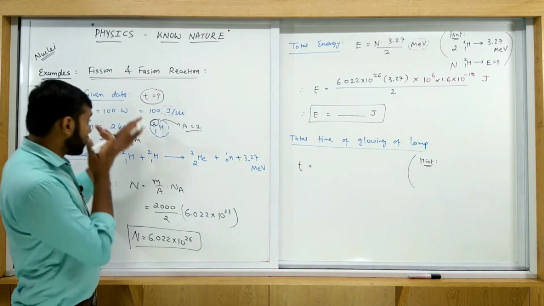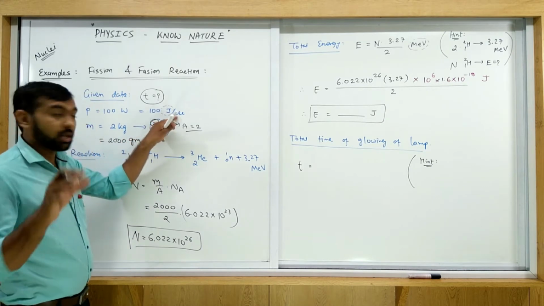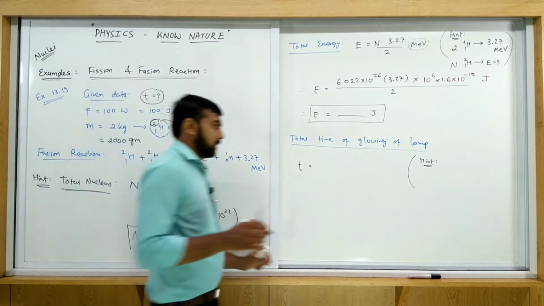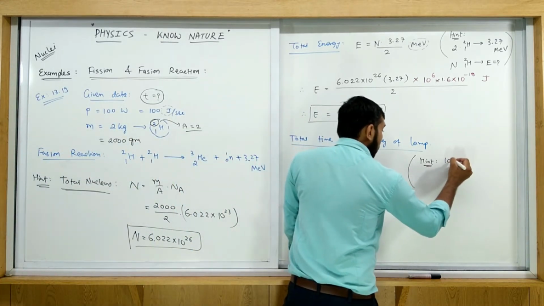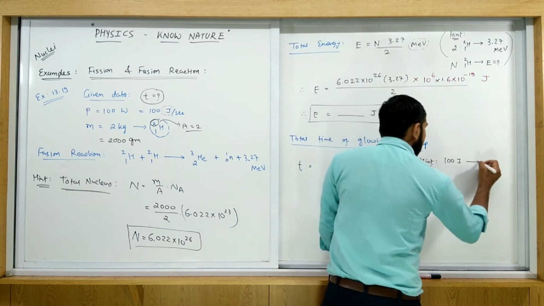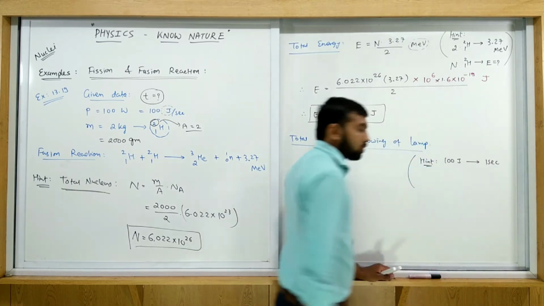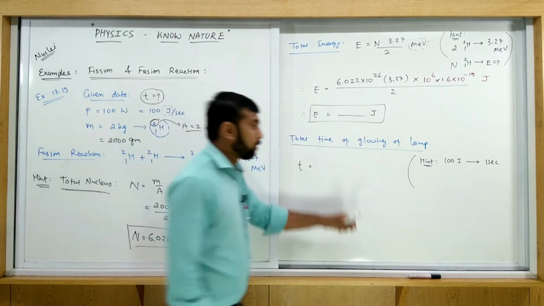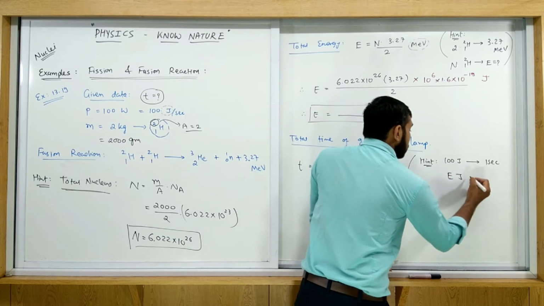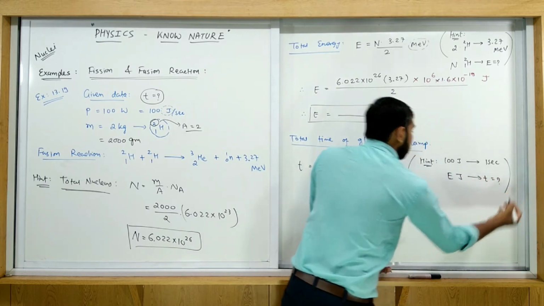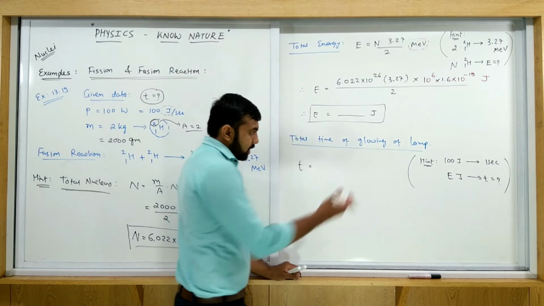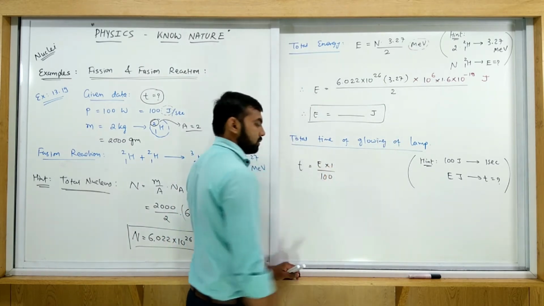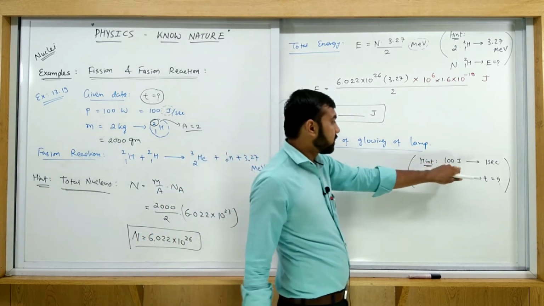See, so total time T is equal to, again use this hint. If you have 100 joule energy, how much time? 1 second. So for 100 joule of energy, the time is 1 second. But how much energy do you have? E joule. So for E joule of energy, time is E into 1 upon 100, because 100 joule of energy is here.